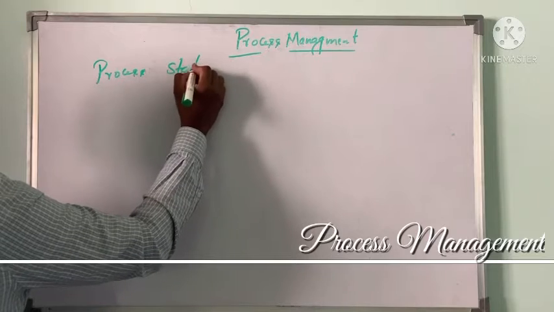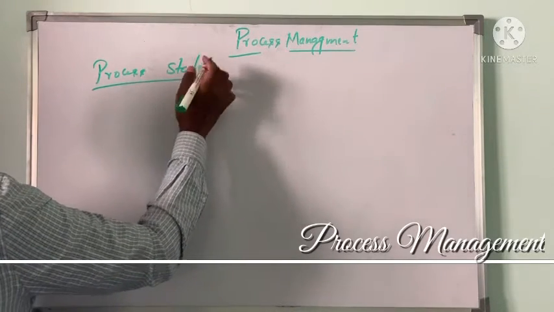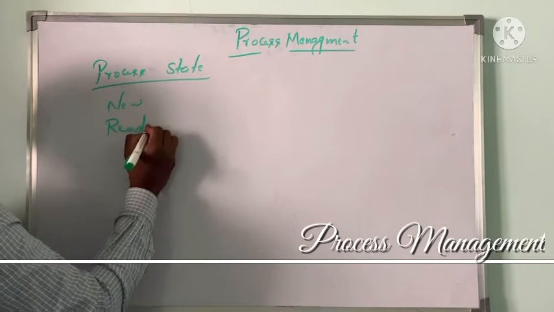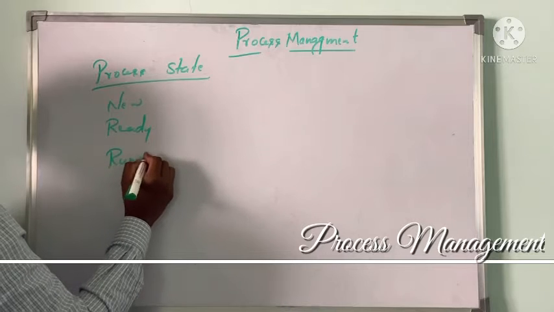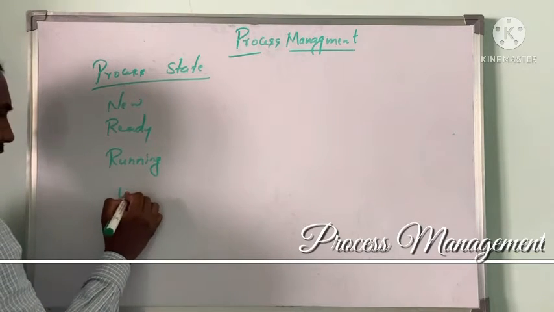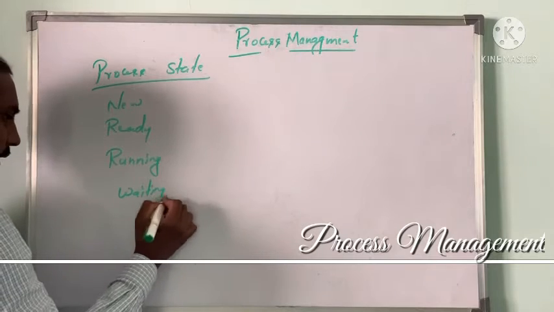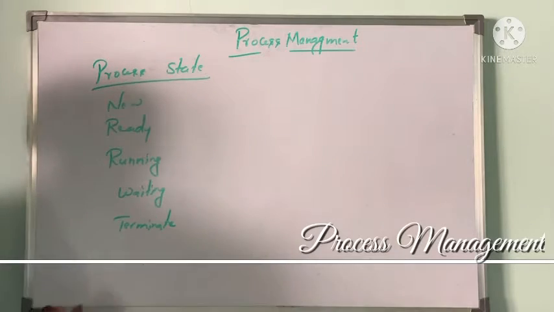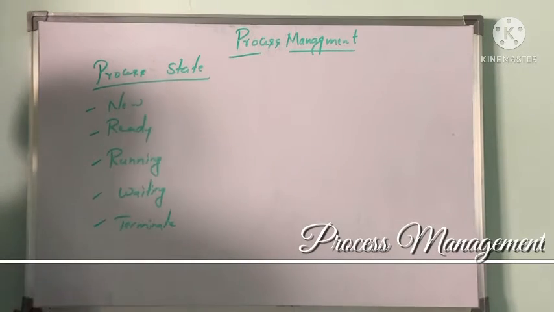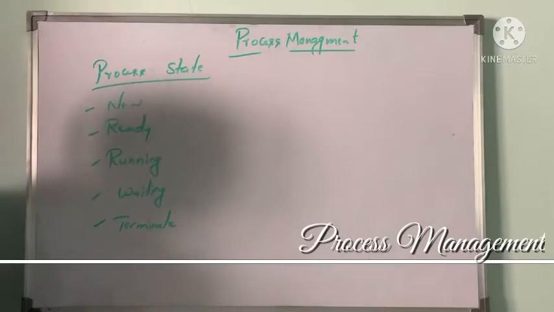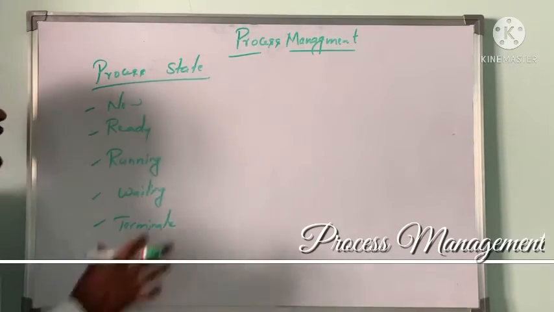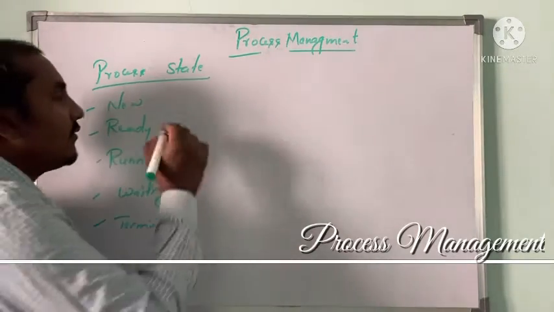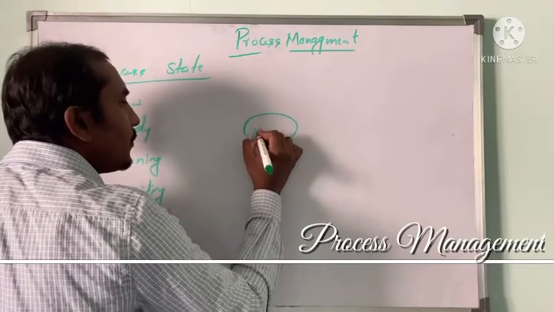Process states. So what are the different types of process states? They are new, ready, running, waiting, as well as terminate. So these are the states of a process. Once a process is created, or once you start any process, it can be in any one of these states. So what are these states? We will see them one by one. First we will consider new.